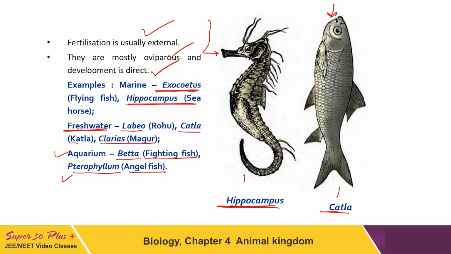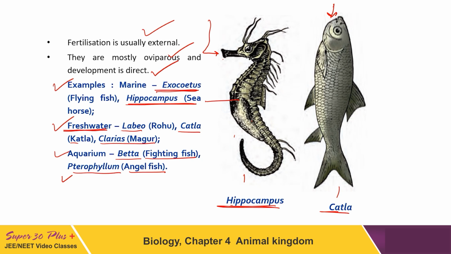Oviparous, these are. Is it right? These are some examples. Osteichthyes is bony fish, mouth is terminal. Example, Hippocampus, that is seahorse, exclusively marine.